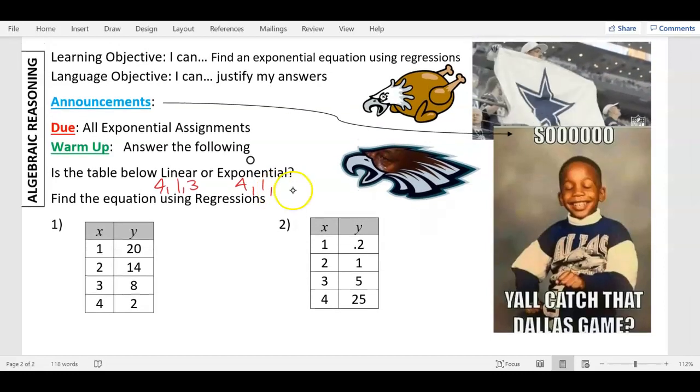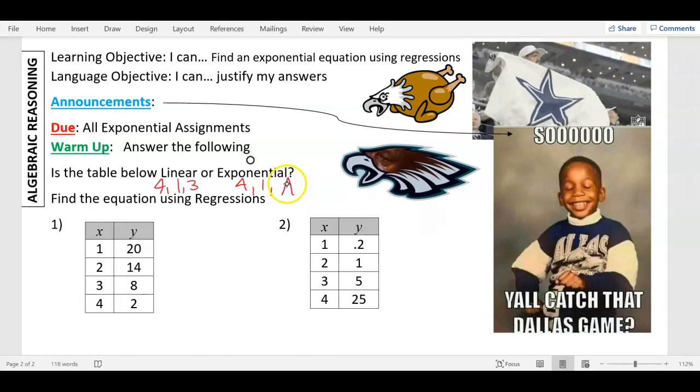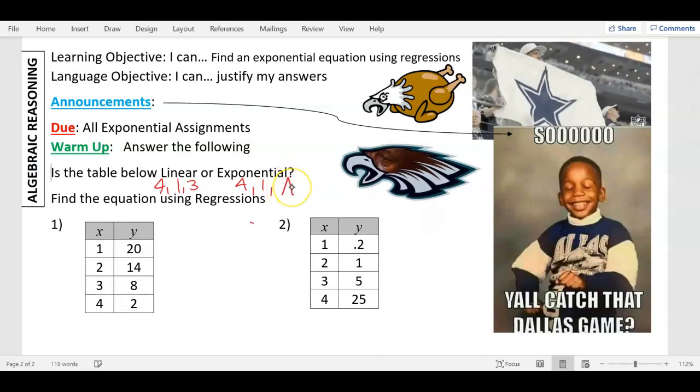Okay. If it writes, it's not writing. There we go. Okay. What's going on?